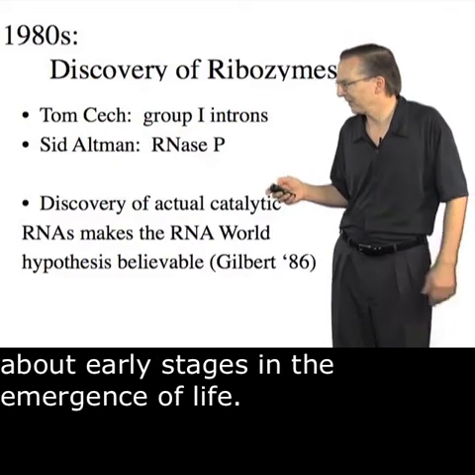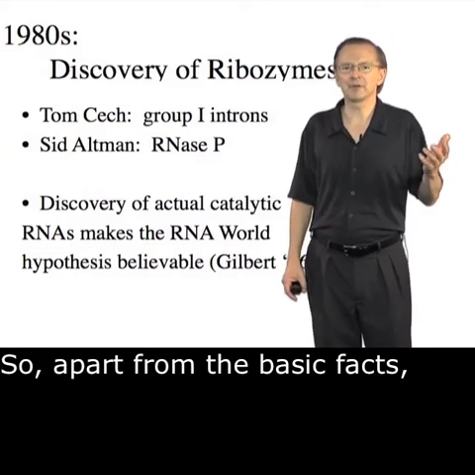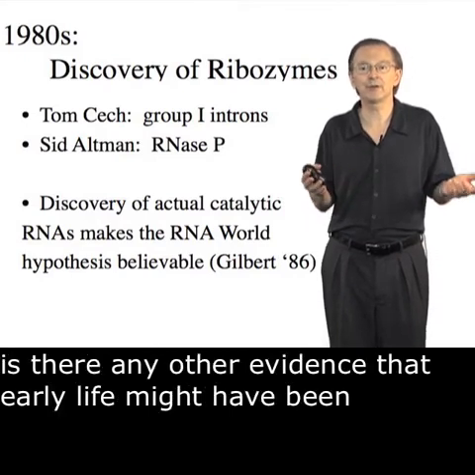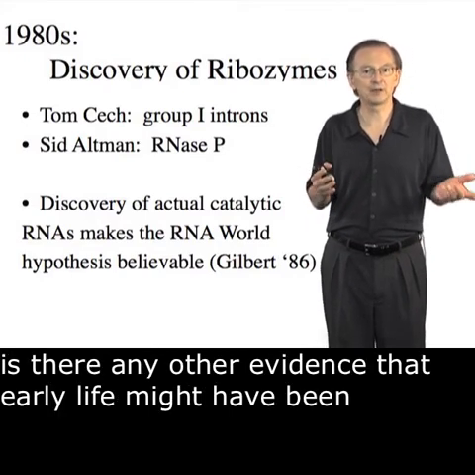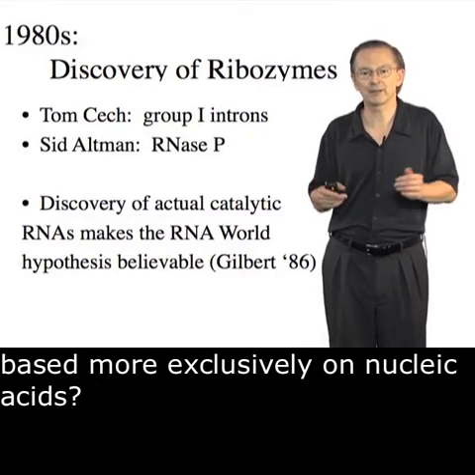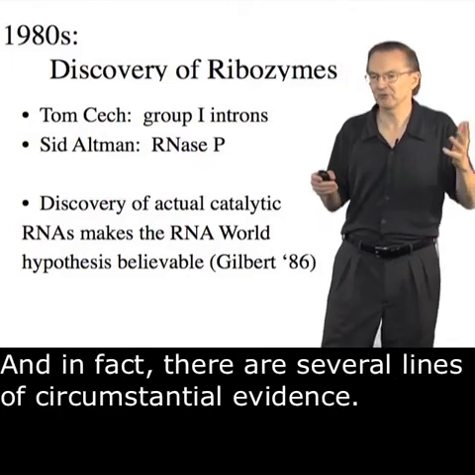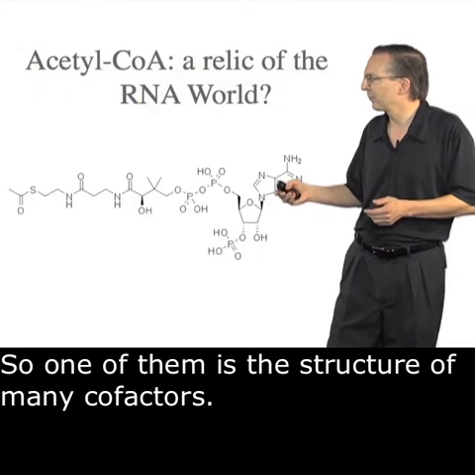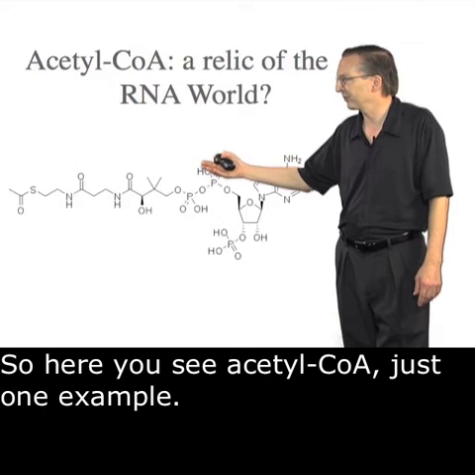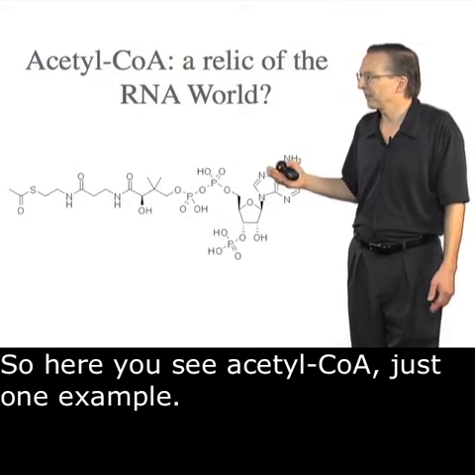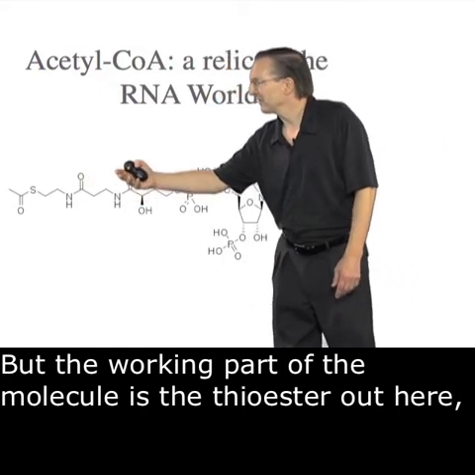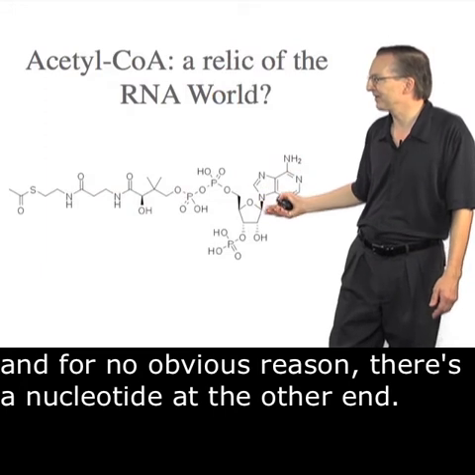Okay, so apart from the basic fact that RNA does and can catalyze chemical reactions, is there any other evidence that early life might have been based more exclusively on nucleic acids? And in fact, there are several lines of circumstantial evidence. One of them is the structure of many cofactors. So here you see acetyl-CoA, just one example. But the working part of the molecule is the thioester out here. And for no obvious reason, there's a nucleotide at the other end.